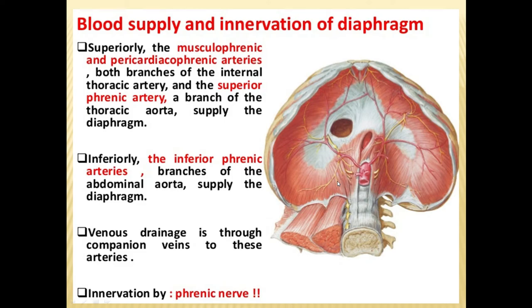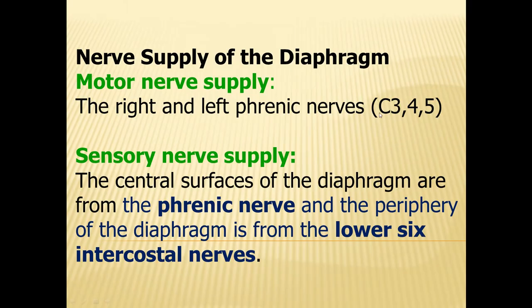What about the nerve supply of the diaphragm? Yes, it's very interesting. Right and left phrenic nerves, and the root value is C3, C4, C5. This is very, very important. Root value of the phrenic nerve: C3, C4, C5.